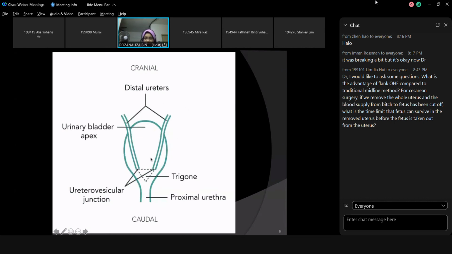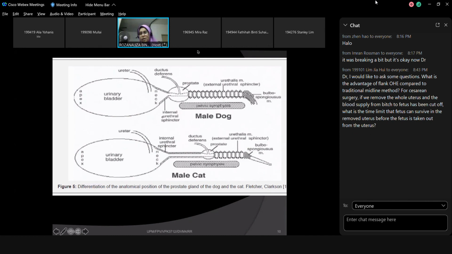So this is a simplified diagram. You have your apex, your trigone. This is where your ureter exits into your bladder, and the proximal urethra, and this is known as the ureterovesicular junction, the junction between the ureter and the bladder. This is a very good diagram.